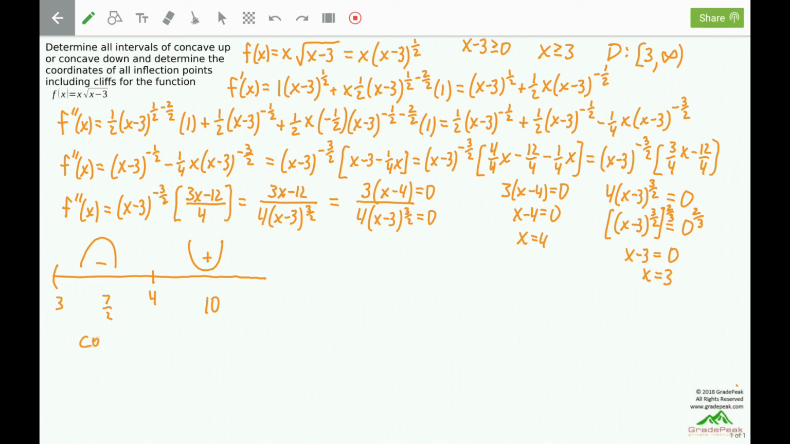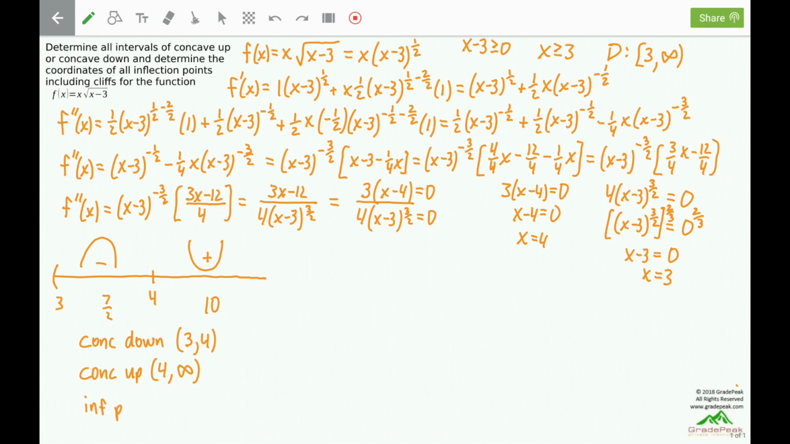So we have concave down occurring in the interval from 3 to 4. Concave up occurring in the interval 4 to positive infinity. Right at the candidate number of x equals 4, we have the concavity changing from concave down to concave up. That means x equals 4 is an inflection point.